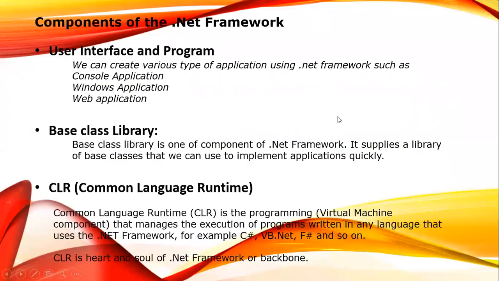Now, what are the components of .NET framework? Basically, .NET framework comprises three to four important components. First is user interface and program. User interface is simple. Whatever you are looking at on your mobile or laptop screen is your user interface. We can create various types of application using .NET framework, such as console application, that is your command prompt, then Windows application and web application.